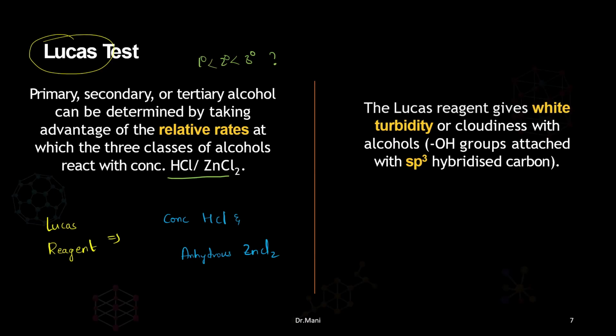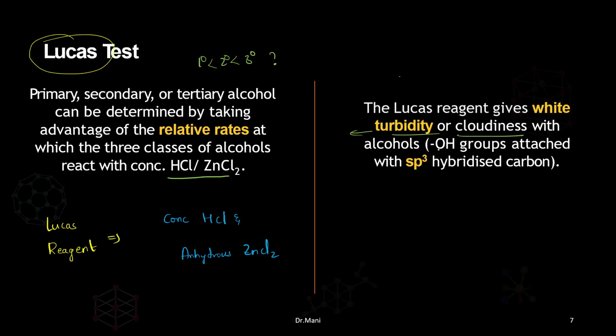Yes, sir. And just remember, what is Lucas reagent? It is nothing but concentrated hydrochloric acid and anhydrous zinc chloride. The Lucas reagent gives a white turbidity or cloudiness with alcohol. Turbidity looks like a white, thick, fluid-like thing, or you can say like when milk is evaporating, it gives some thick fluid on the top surface. The same kind of thing you will see here. So there will be white turbidity or cloudiness when it reacts with the alcohol.